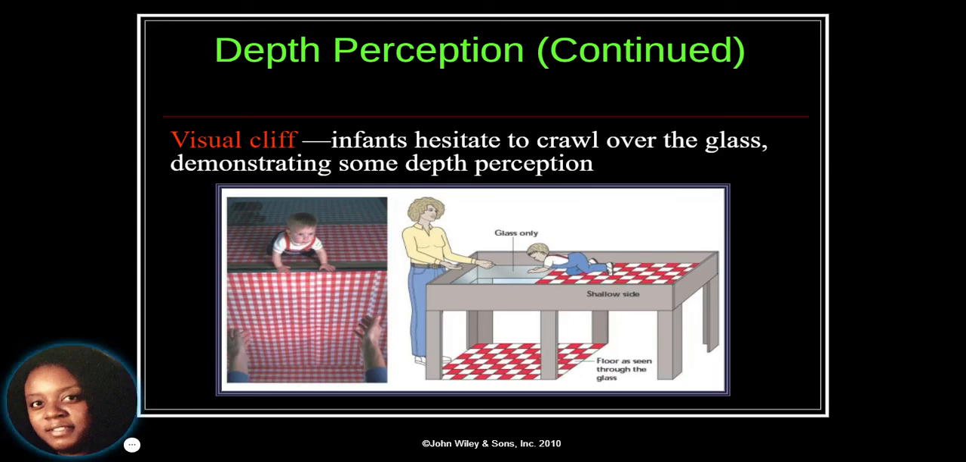The visual cliff experiment was an experiment done with babies to see if they recognize depth perception. And according to the visual cliff experiment, infants will hesitate to crawl over glass when they have learned depth perception. They'll know, I should stop, I don't want to fall. If they haven't learned depth perception, of course, they're just going to keep on crawling.